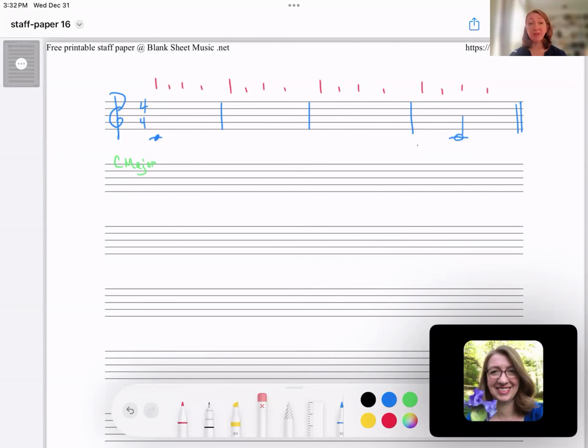All right, that was our first hearing. Let's begin by adding a stem to our first note. I was listening for that tempo, and it was about tick, tick, tick, tick. So I'm noticing that that first note was a quarter note in length. I'm going to go ahead and put a stem on that.